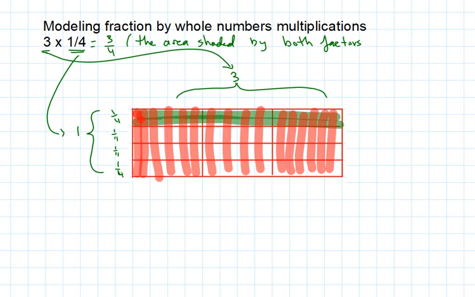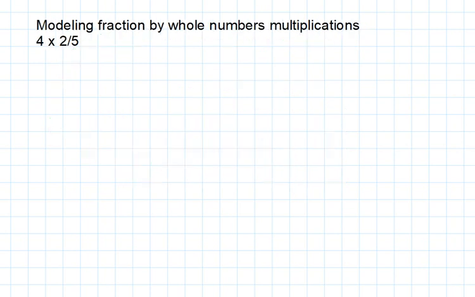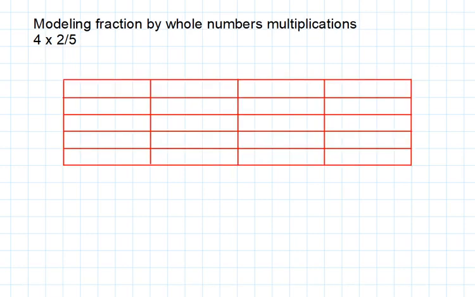So let's look at another example. This example here, modeling fraction by, again, whole numbers multiplications, and in this case we have 4 multiplied by 2/5. So when we draw it again, we're going to have 1 here. This is going to be out of 1, and this is going to be the whole 4. So this is the fraction. So the drawing is going to be looking like this.